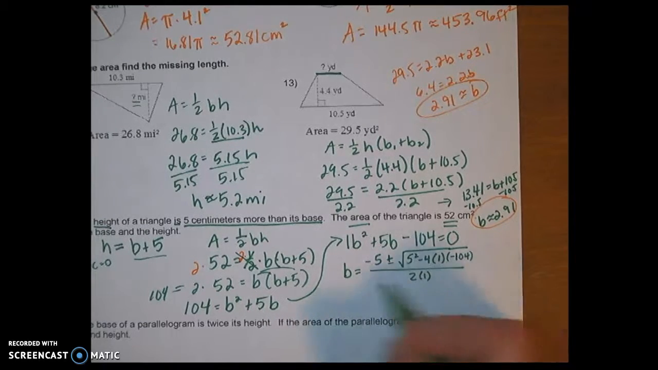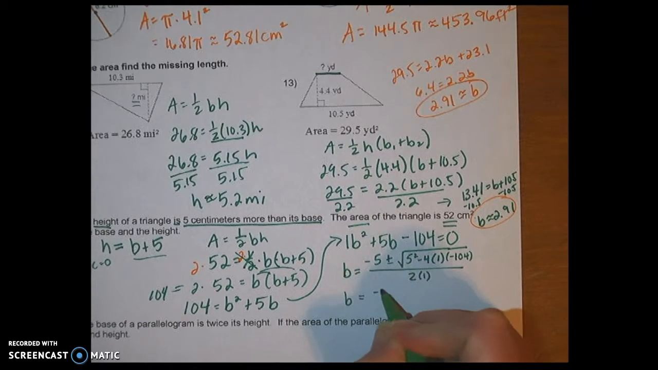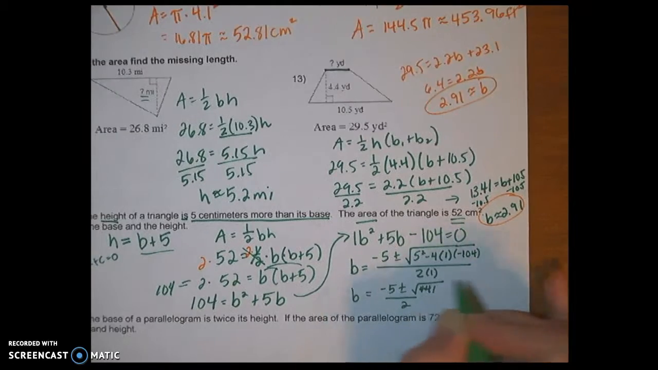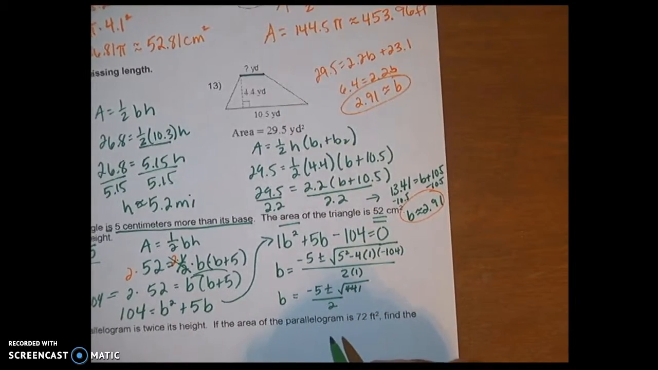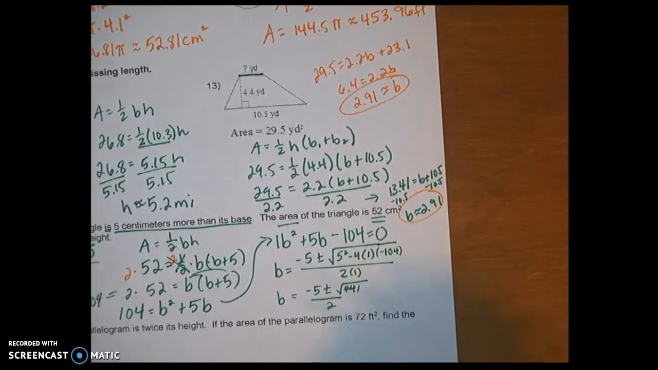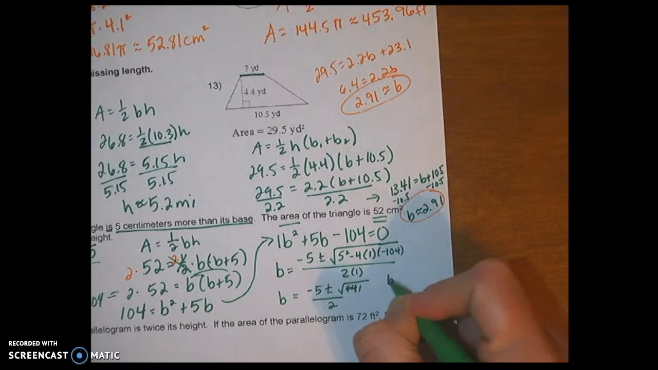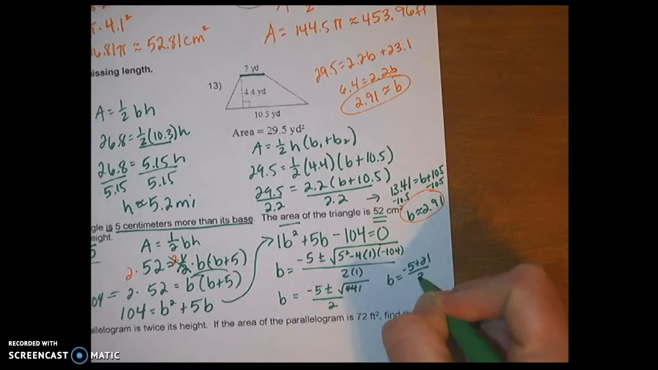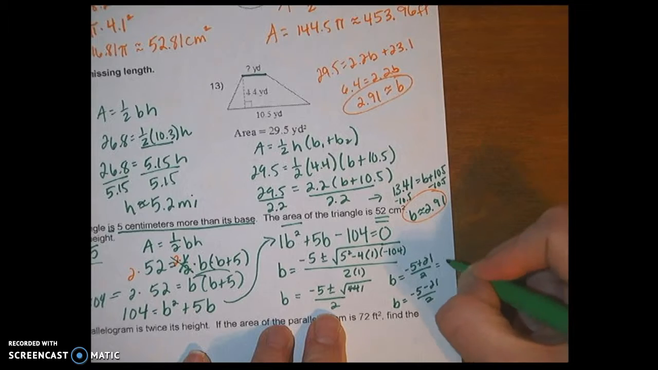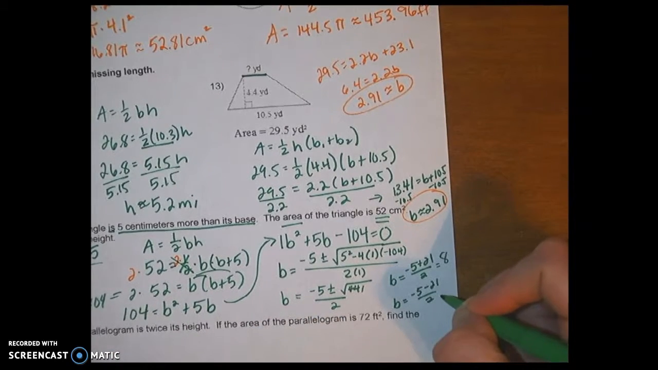So this right here gives you b equals -5 plus or minus the square root. Inside here, it gives you 441 over 2. The square root of 441 is actually a nice number, which is 21. So I'm going to end up with b equals -5 plus 21 over 2, and b equals -5 minus 21 over 2. This answer right here gives us 8. This answer right here gives us -13.